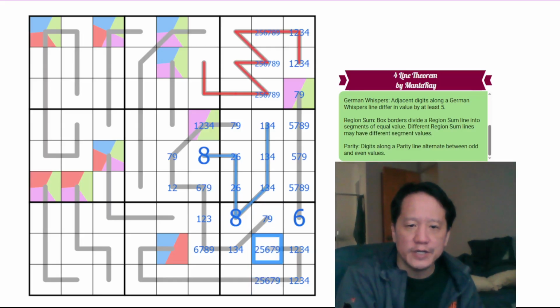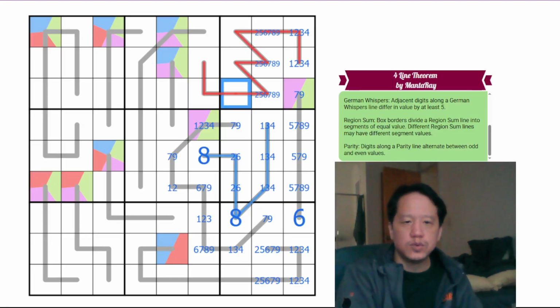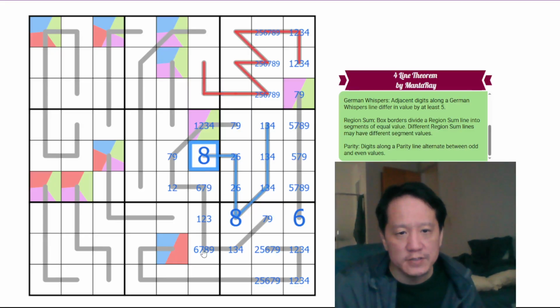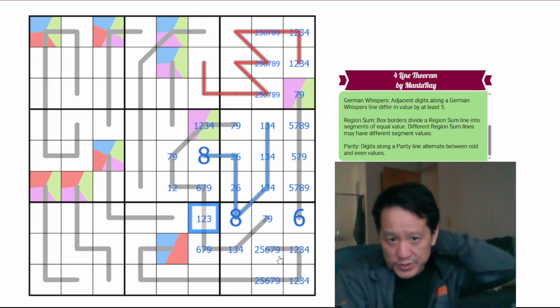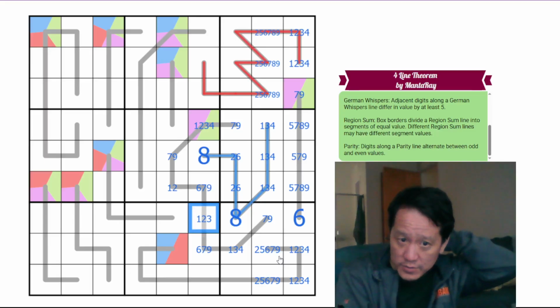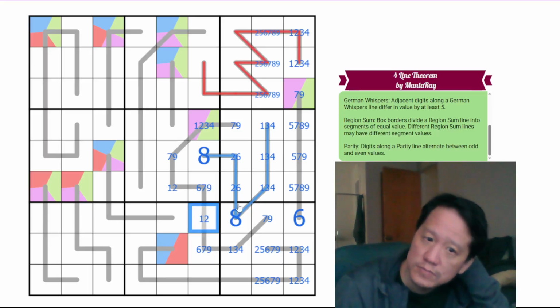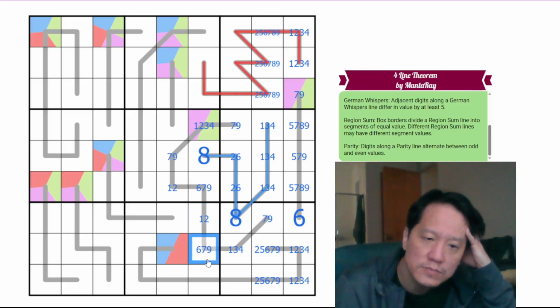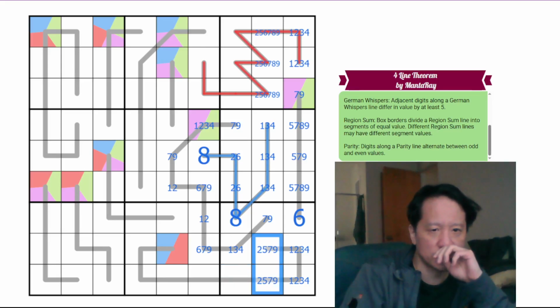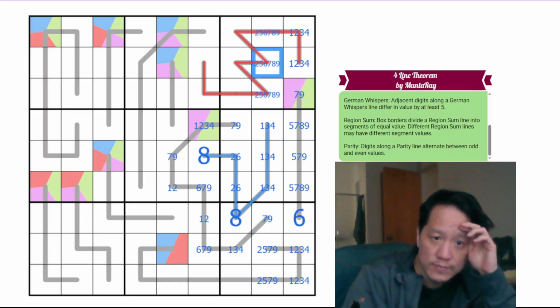No 8 here, no 8 here. This 8 eliminates 8 here. So this is also next to at least 7 and 9. So this cannot be 3. No 6 here. Remaining digits of column 7 are 1, 3, 4.